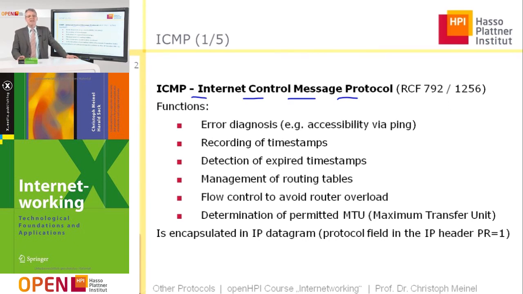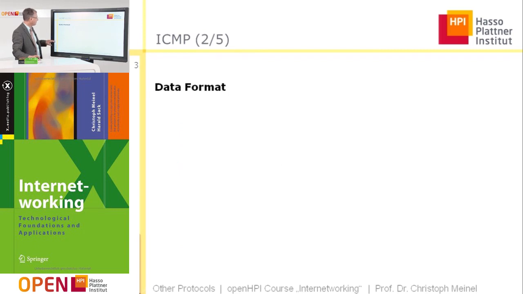The messages which are sent by the ICMP protocol are encapsulated in an IP datagram. So they are transported as a load in an IP packet. To make visible that this is an ICMP message, in the protocol field of the IP header, we have the number 1. Here you see also an example why we need such a protocol field in the IP header.